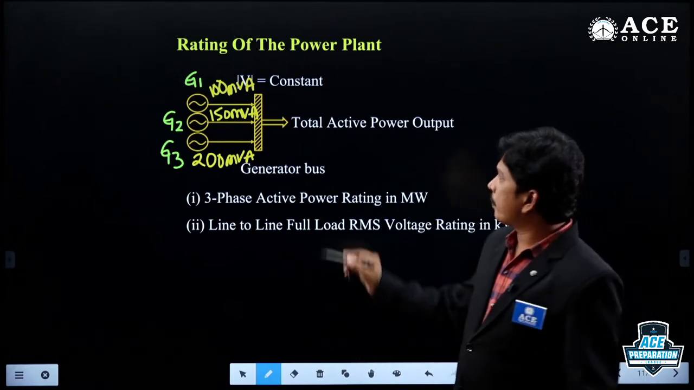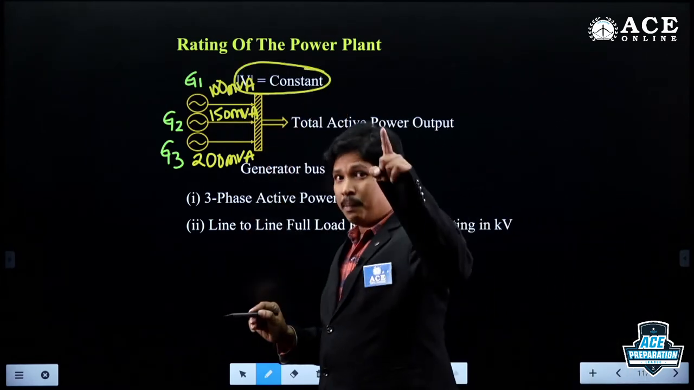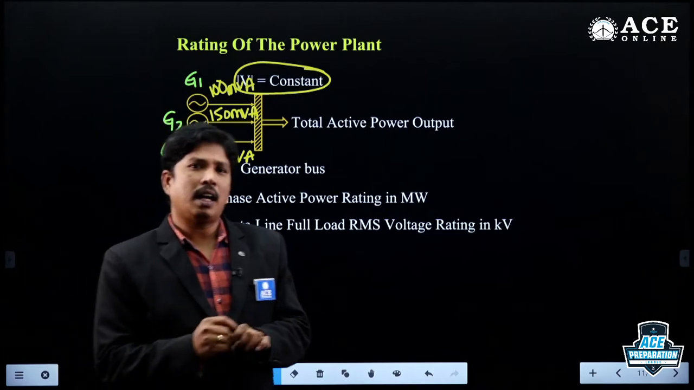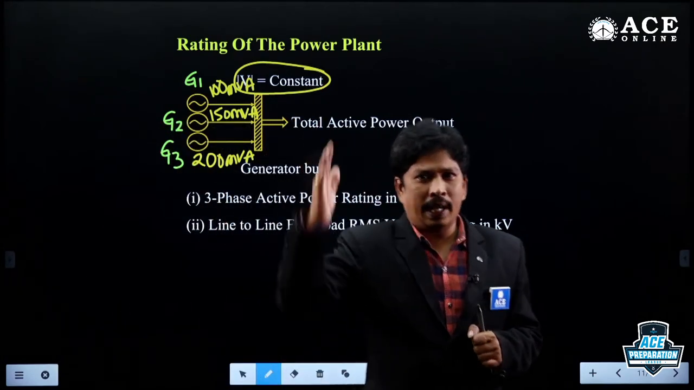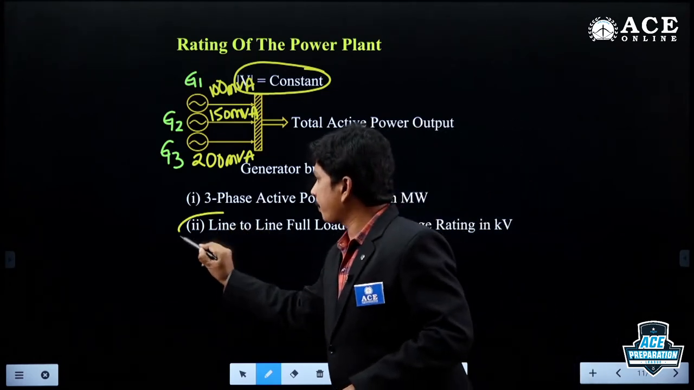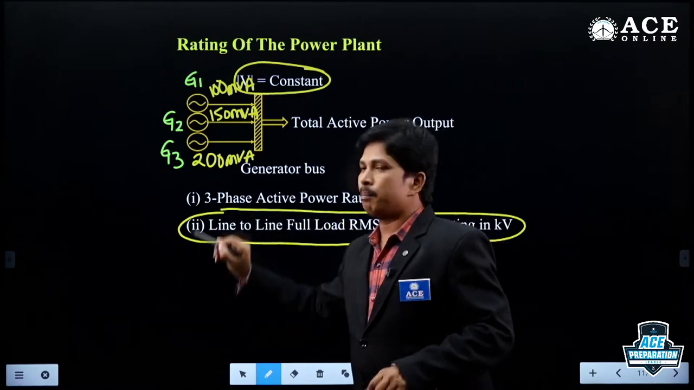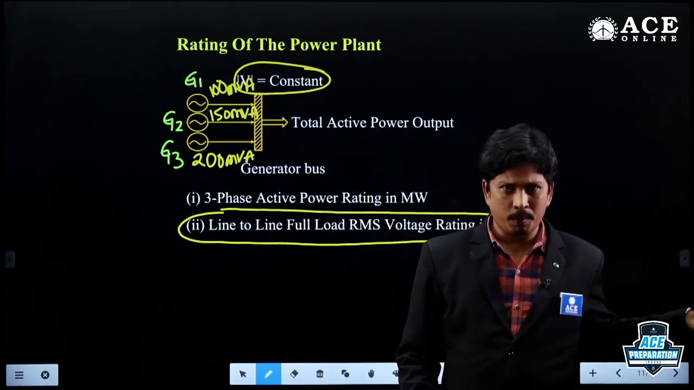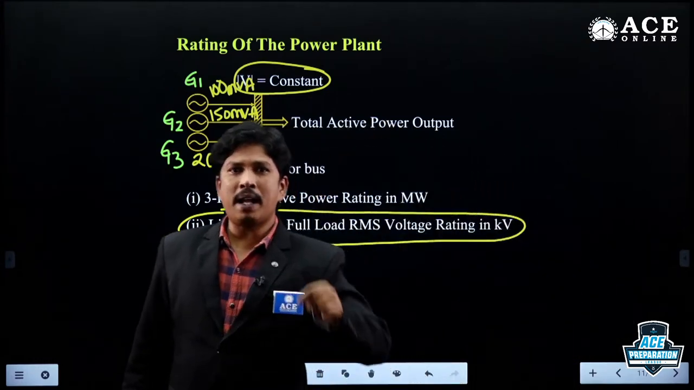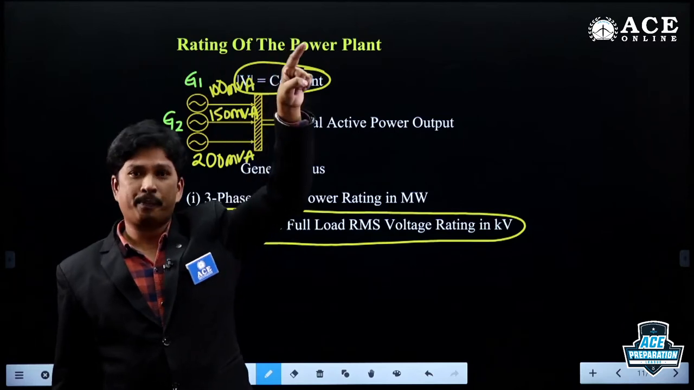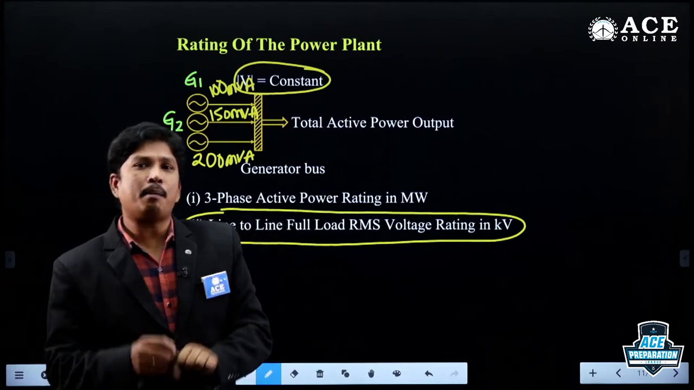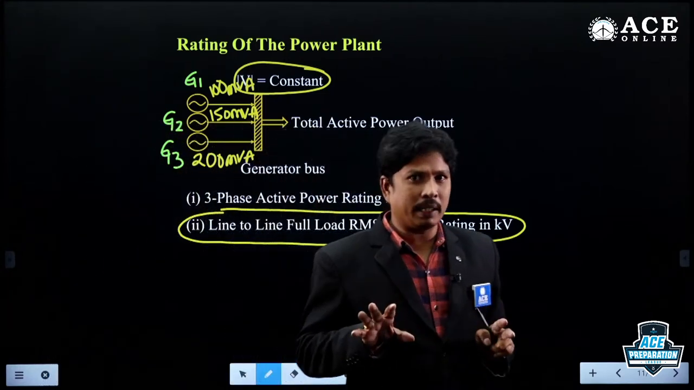What is the condition we are having? The terminal voltage you have to maintain constant. That means all the generators have the same line to line full load RMS voltage rating, so this is fixed. But coming to the rating of the power plant, it always depends upon the rating of the turbine present in the power plant. A turbine is a mechanical element. It's not an electrical element.